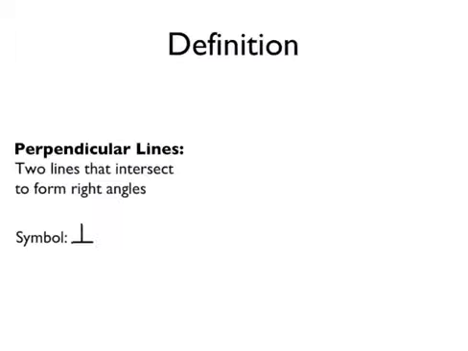Let's start by talking about the definition of perpendicular lines, and that is two lines that intersect to form right angles. So if we have line A here and line B here, we will know that they are perpendicular because it will be indicated with our little right angle mark. So we know that these lines are perpendicular because they intersect to form right angles.